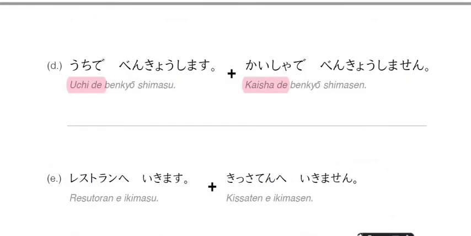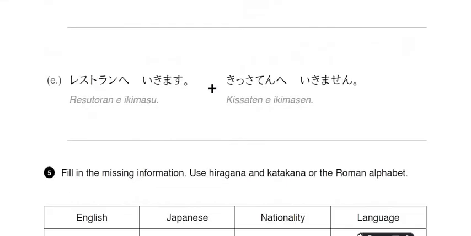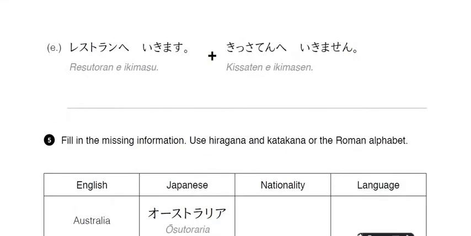Uchi de benkyou shimasu, kaisha de benkyou shimasen. So here the contradiction is between uchi and kaisha. Restaurant e ikimasu. Kisaten e ikimasen. So here the contradiction is between restaurant and kisaten.